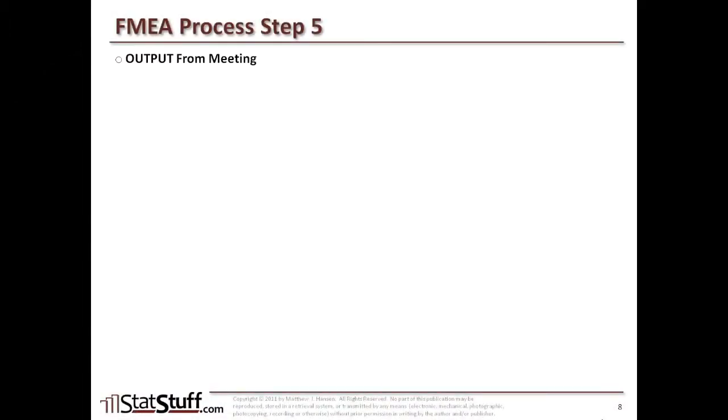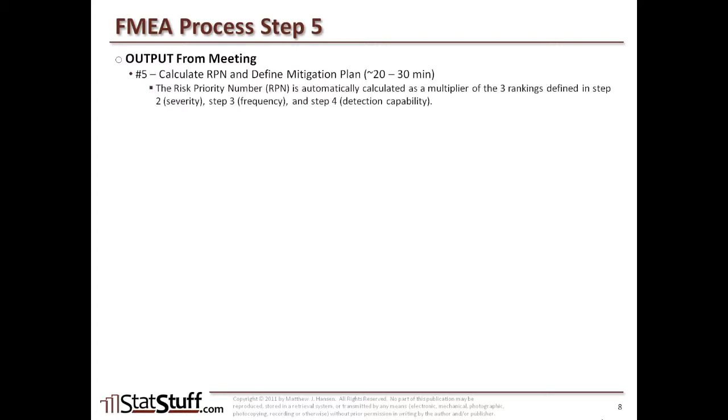All right, now let's wrap up this process by exploring that last step in building the FMEA tool. And now for our final step, where we have the output from the meeting. This is where we want to calculate the RPN, or the risk priority number, and define a mitigation plan.